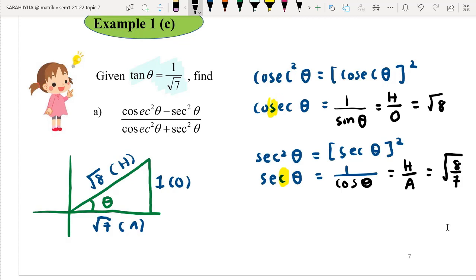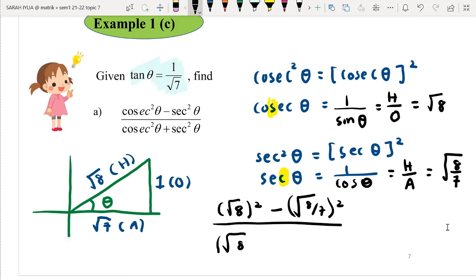Okay, now we can compute what the question asks for. So, substitute one by one, we gonna get root 8 squared. Jangan risau, bila dah squared, root tu dah hilang kan? Minus root of 8/7 squared divided by root of 8 squared plus root of 8/7 squared. Lepas tu tekan je lah calculator kat situ. Make sure jangan buat careless masa menekan. Your final answer would be 3/4.